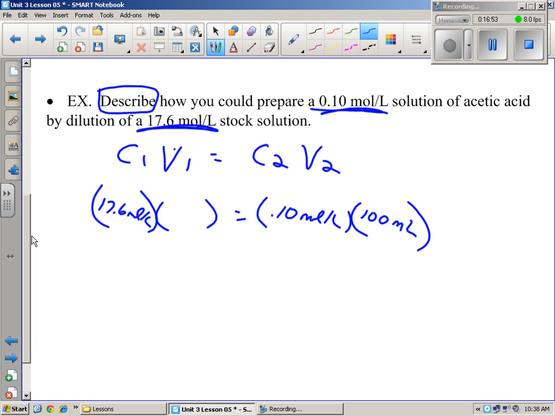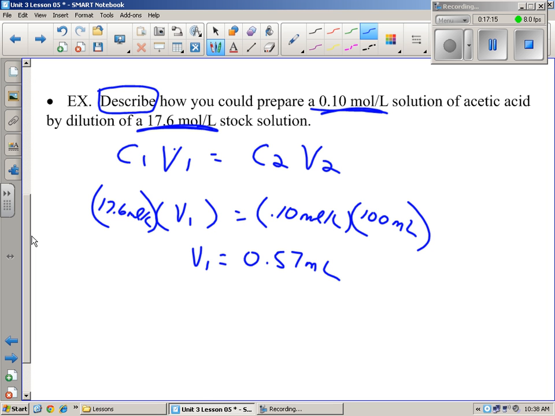And what you are going to solve is V1 here. So you're going to multiply 0.10 and 100, which gives you 10, of course, divided by 17.6, and I believe you get 0.57 milliliters, if I'm not mistaken. Yes? True? I think so.